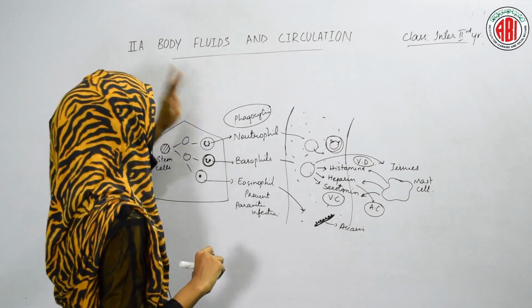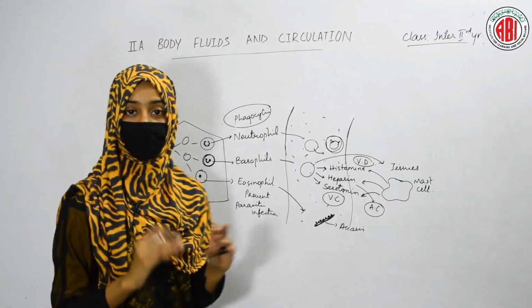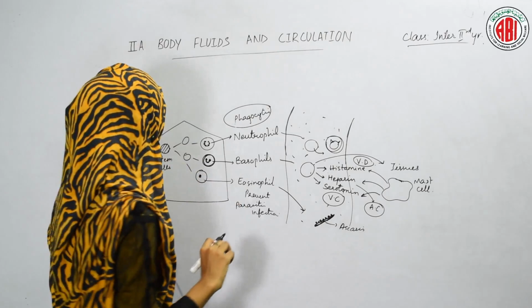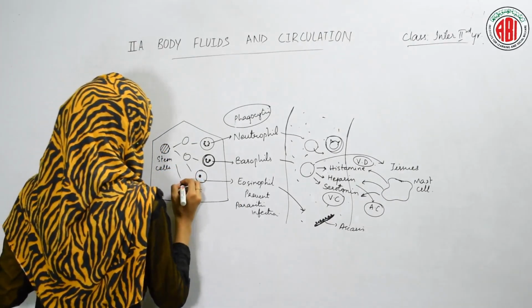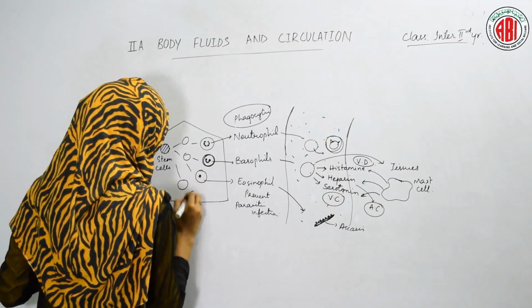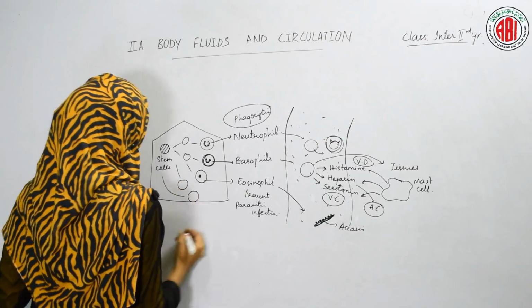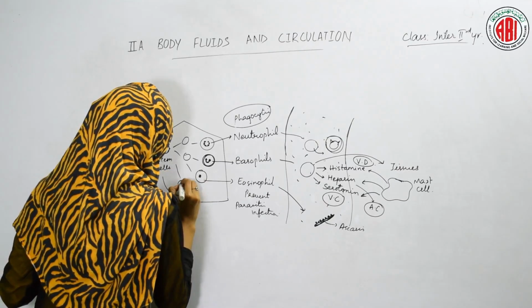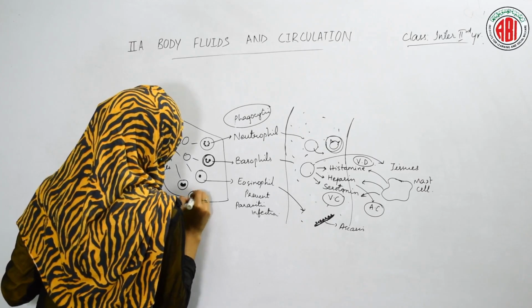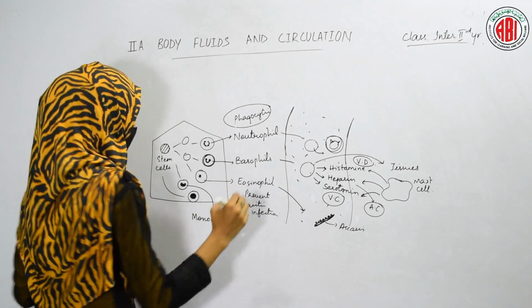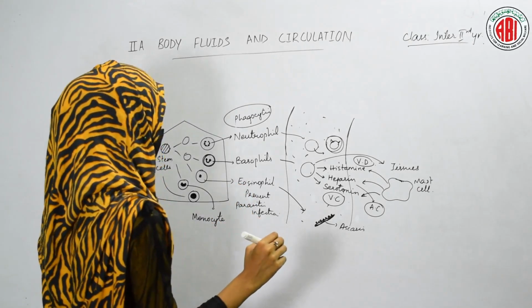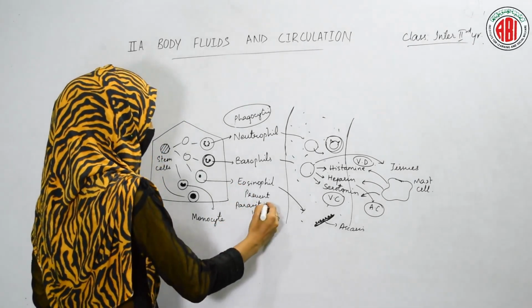So we talked about the functions of granulocytes. Now we'll see the function of agranulocytes. Agranulocytes are of two types, which we have already learned. One is monocyte and the other one is lymphocyte. Firstly, we'll see the function of monocyte. Monocyte is a type of agranulocyte. It is a white blood cell.